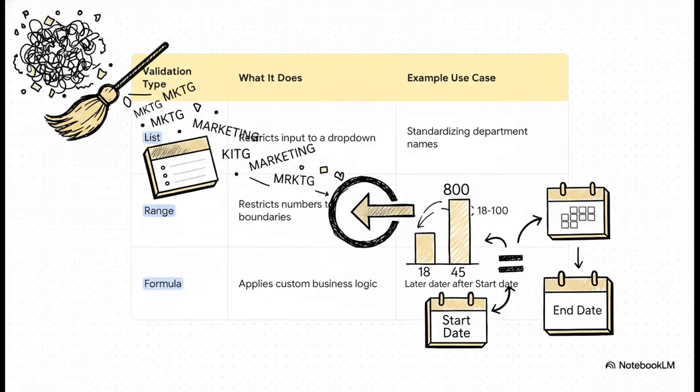You've basically got 3 essential bouncers on your security team. First up is list validation. This gives people a drop-down menu, so they have to pick from your approved options. Simple, right? Next, you've got range validation. This keeps numbers in check, so an age entry has to be between, say, 18 and 100, not 180. And finally, the really clever one, formula validation. This enforces custom logic, like making absolutely sure an end date always falls after a start date.